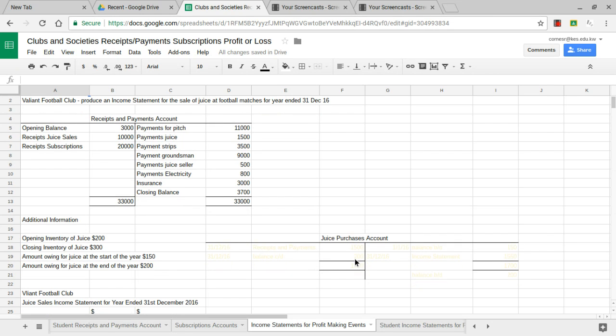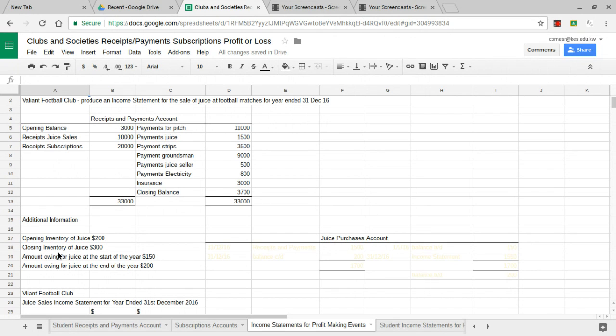Okay, final little bit on this podcast. I know there are lots of little bits. None of this is actually new though. We've got to do an income statement because the club does an activity to generate profit to help support the club. In this case, they sell juice. In the example that you're going to do, they sell burgers. And we've got some additional information down here.